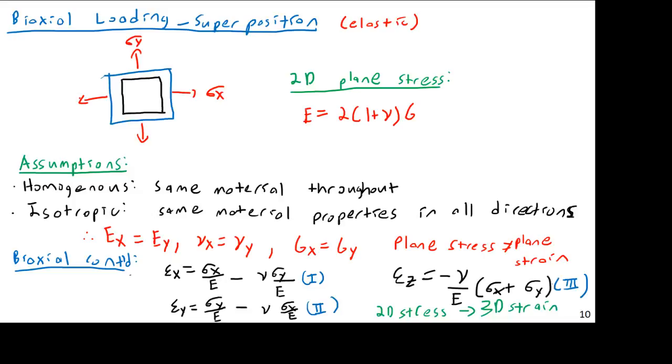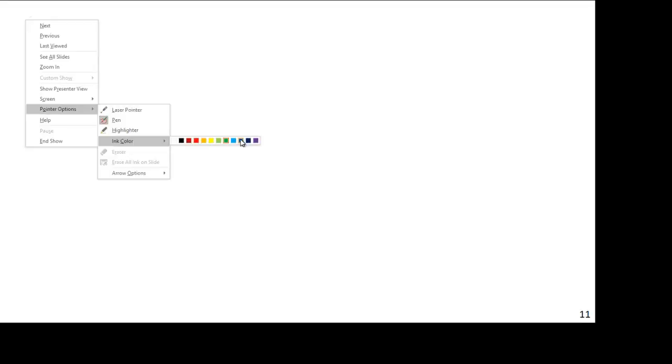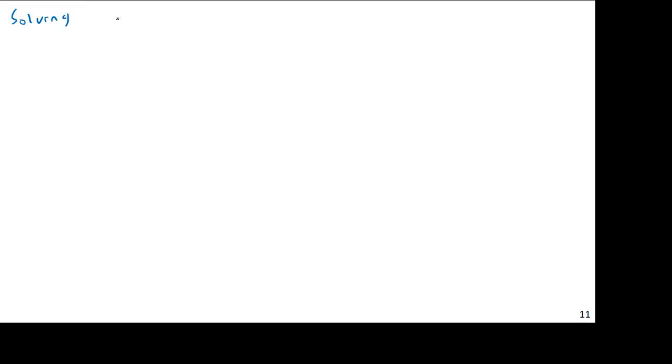Okay. Now, solving these together, we're going to get a generalized Hooke's law for 2D. So let's provide a little note here. Solving 1 and 2 leads to the generalized equation for Hooke's law in 2D.